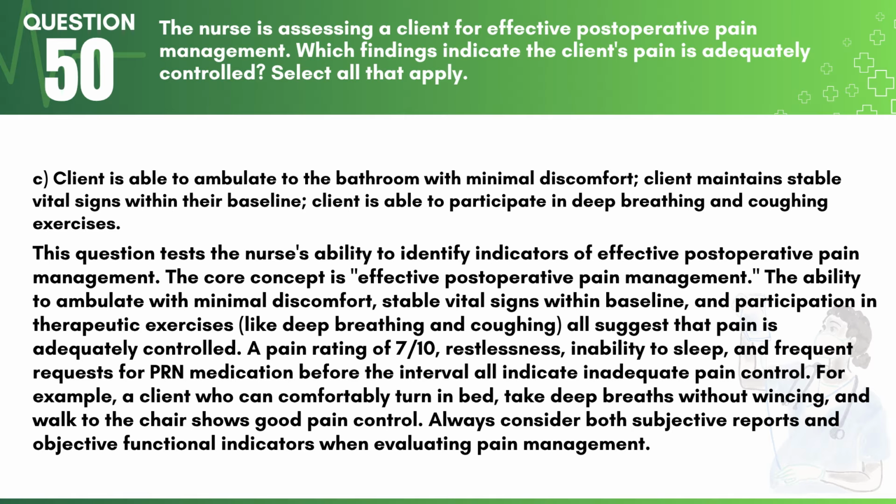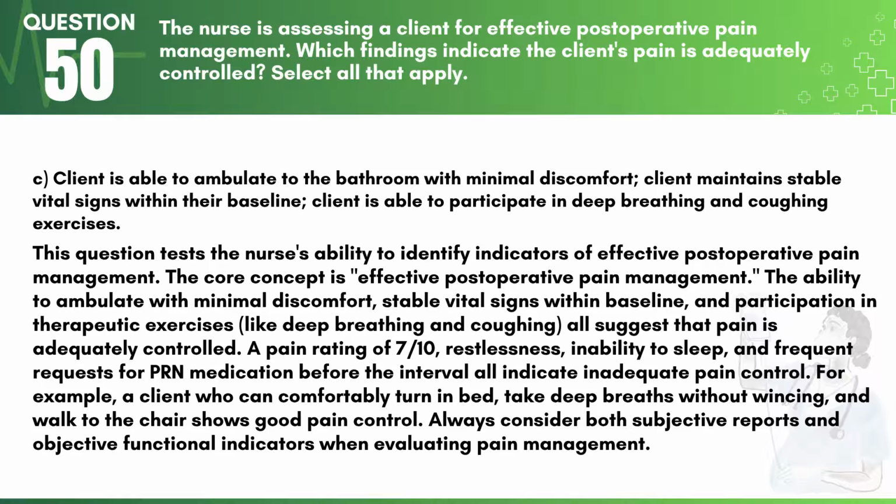Answer. Client is able to ambulate to the bathroom with minimal discomfort. Client maintains stable vital signs within their baseline. Client is able to participate in deep breathing and coughing exercises. This question tests the nurse's ability to identify indicators of effective postoperative pain management. The core concept is effective postoperative pain management. The ability to ambulate with minimal discomfort, stable vital signs within baseline, and participation in therapeutic exercises, like deep breathing and coughing, all suggest that pain is adequately controlled.